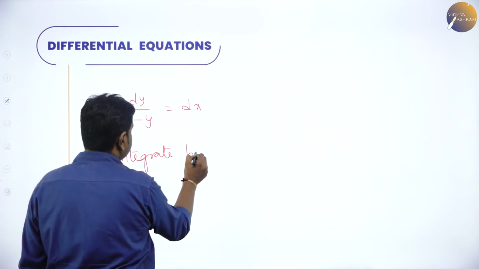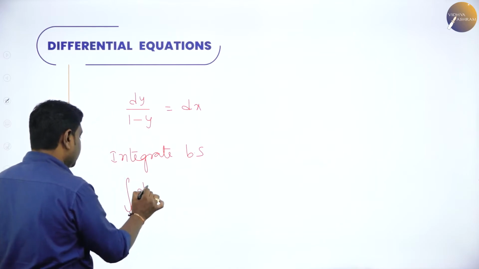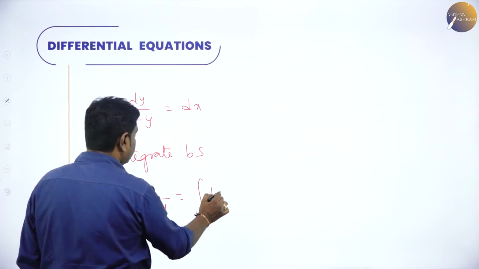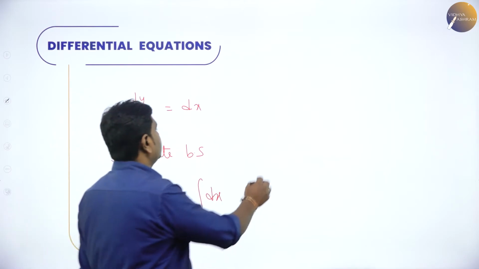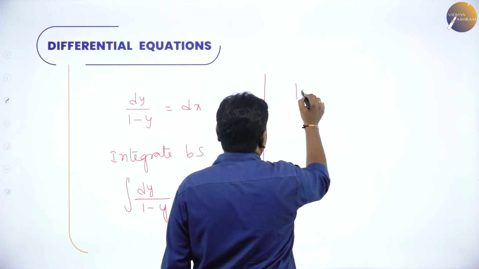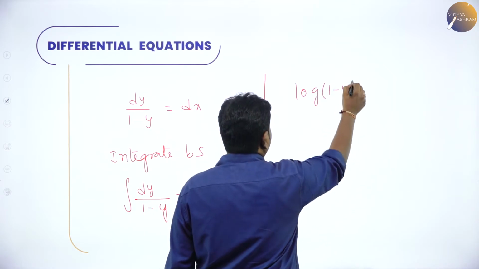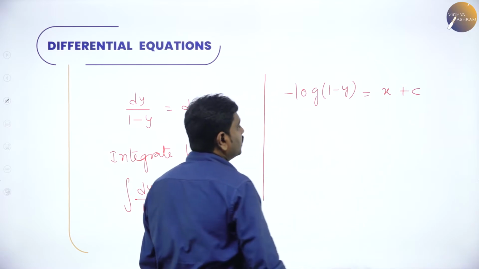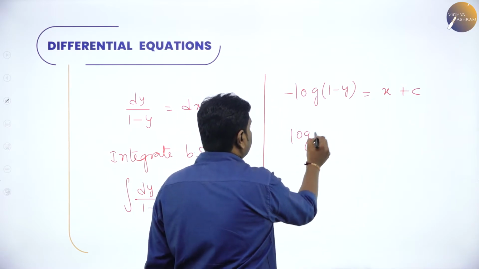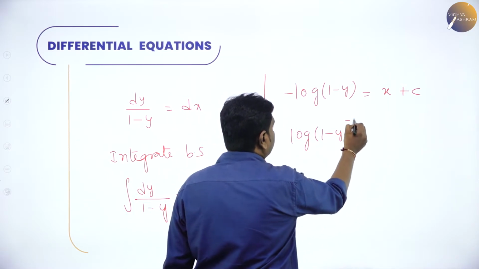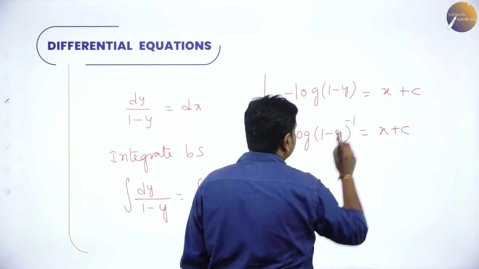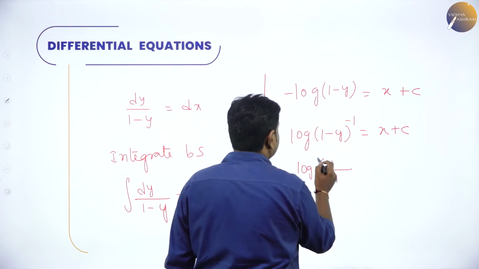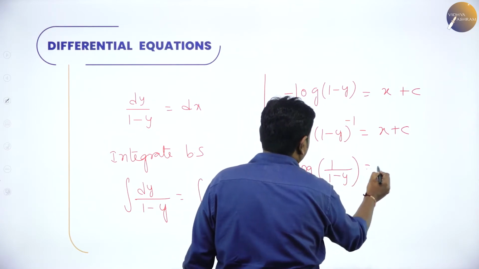Integrate both sides. So integration of dy divided by 1 minus y is equal to integration of dx. All of you know integration of dy by 1 minus y is what? Log of 1 minus y, but the coefficient of y is negative, so minus is equal to x plus c. And you know m log a can be written as log a power m. I can write log of 1 minus y power minus 1 is equal to x plus c. Or I can write log of 1 divided by 1 minus y is equal to x plus c.